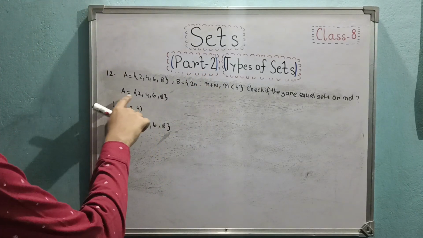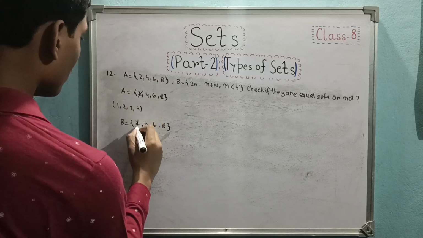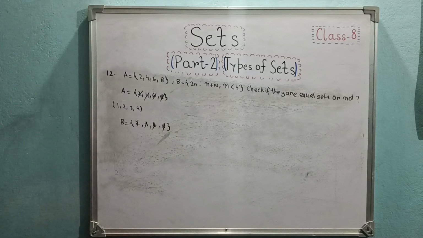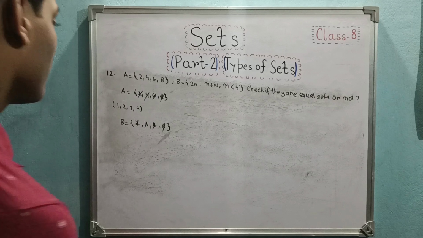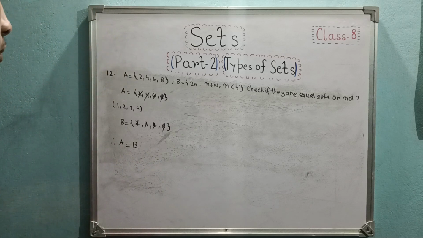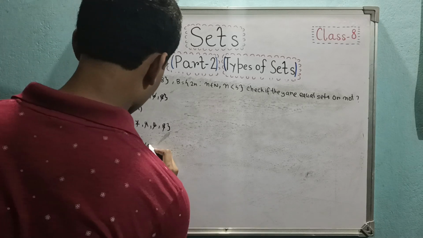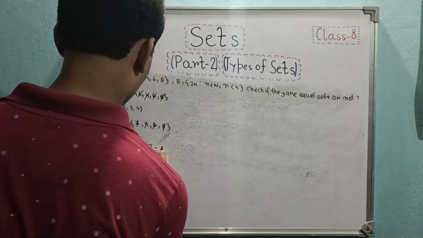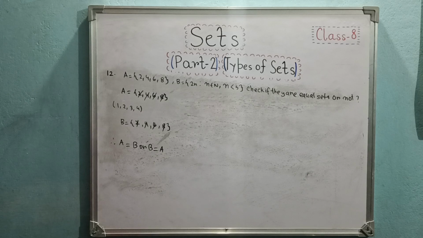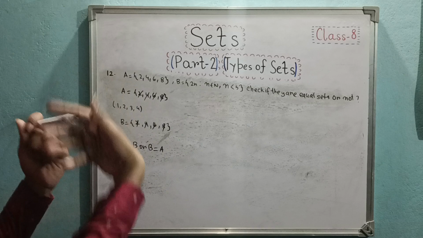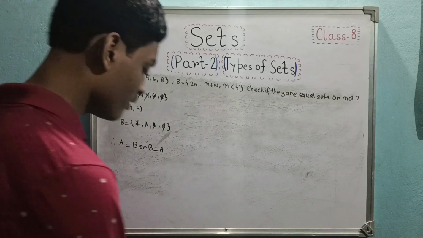Now I see all the elements here: 2 and 2, 4 and 4, 6 and 6, 8 and 8. All the elements in A and B are the same, and we know that if all the elements in both the sets are the same, they are equal sets. Therefore, A equal to B, or B equal to A. That's the answer. We checked what the elements are, and whether they are the same or not. They are the same, so they are equal. Very easy.